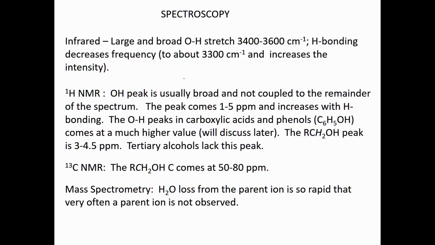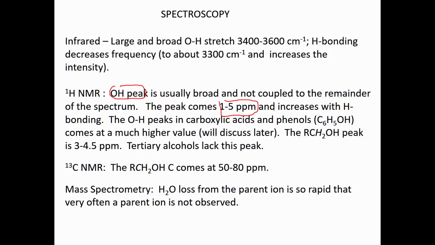Okay, in the proton NMR, you might think, let's look for the OH peak, but that's not a really good way to analyze an alcohol because this peak is usually broad and it's not coupled to the remainder of the spectrum, and it comes in a very broad area, 1 to 5 ppm. And it's likely that every time you make a sample of even the same compound and take its NMR spectrum, you'll see it come at a different place. This is because this peak is very concentration dependent.